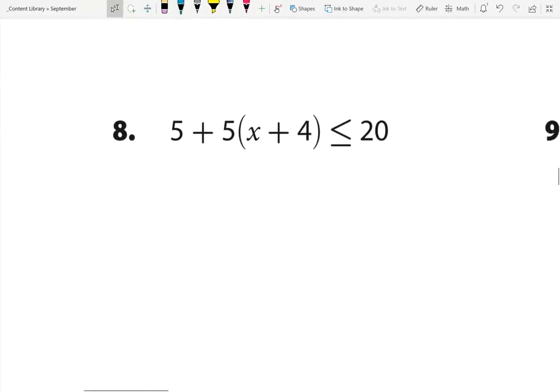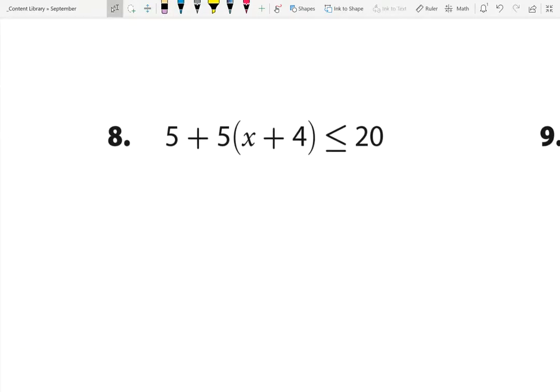Okay, so now let's do number 8. Here's a mistake a lot of people do. A lot of people see this 5 plus 5 and think, oh, I'll just add them together and make 10. But we cannot do that, okay? Because the order of operations says that we should multiply these things together first before we add, right? Multiplication comes before addition if you're looking at PEMDAS, the order of operations. So do not try to add these together. You have to distribute first, okay?